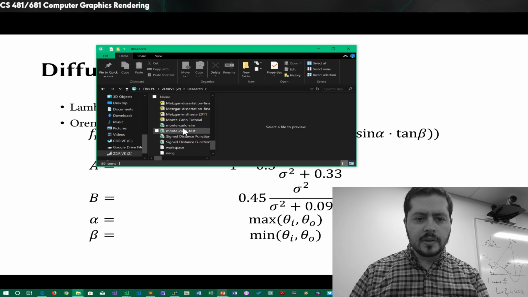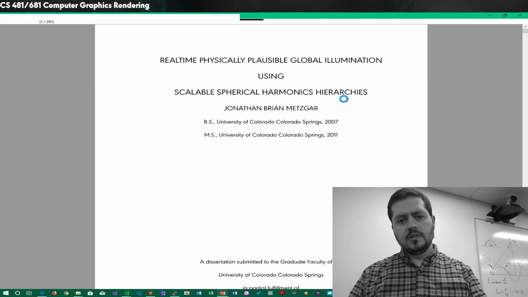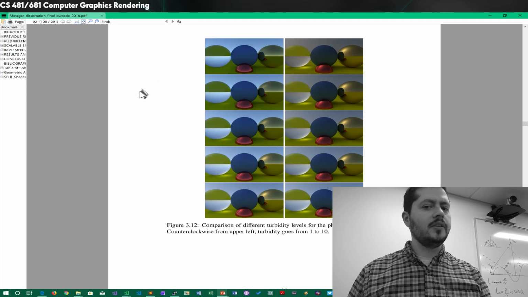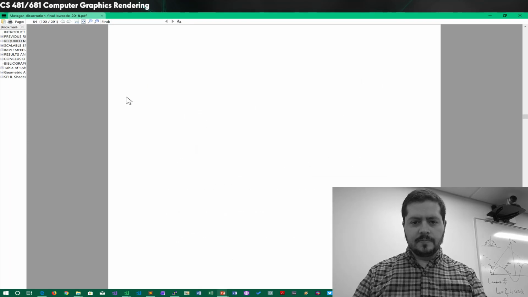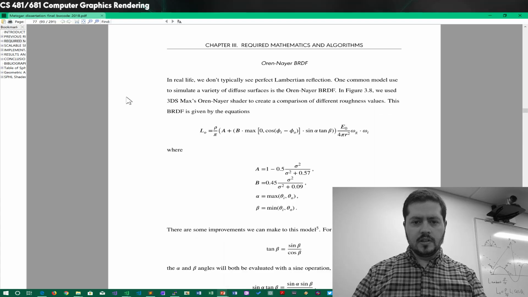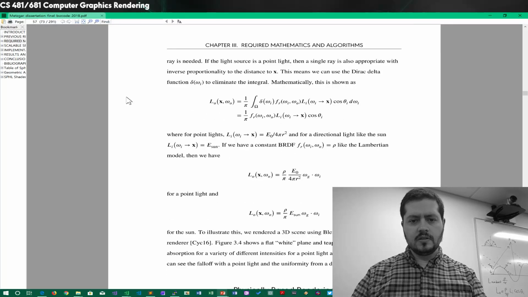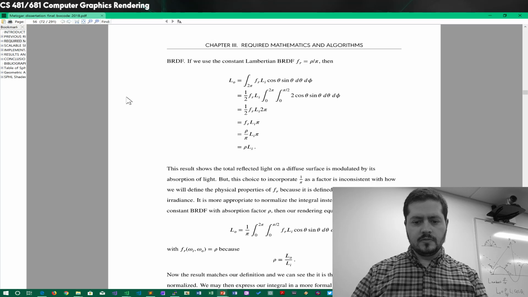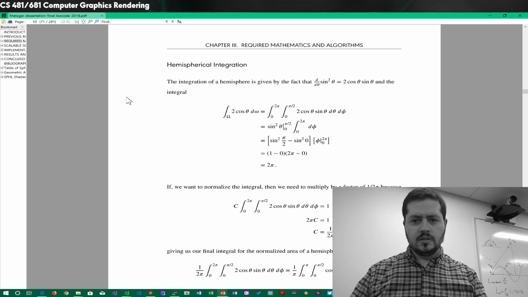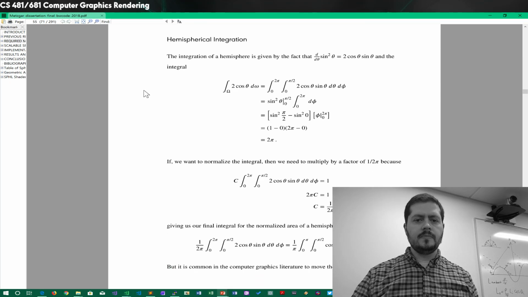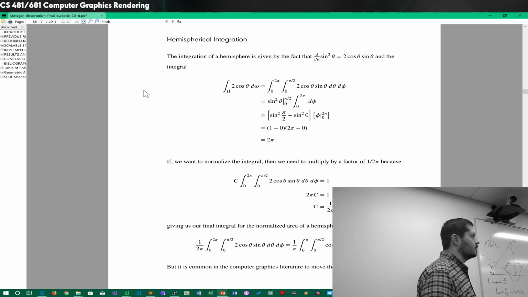I wanted to show you the math behind this, because it's easy to forget why we have pi or 2 pi. You can tell I spent a lot of time thinking about this. Okay, so here's how we do that integration for the hemisphere.